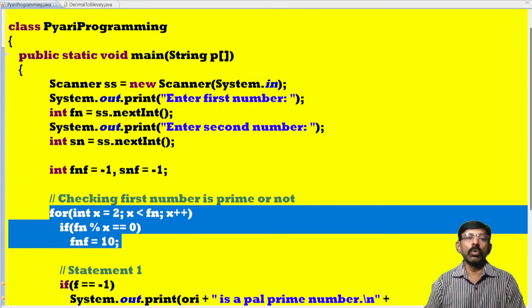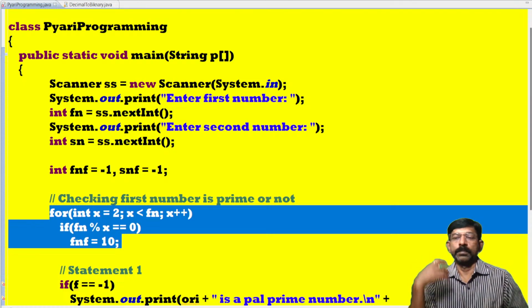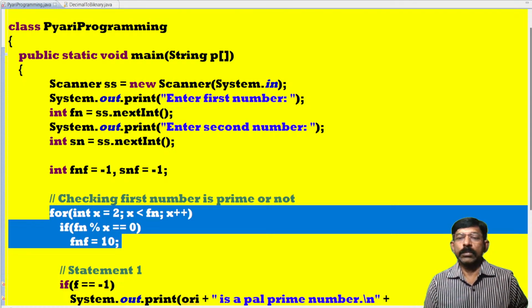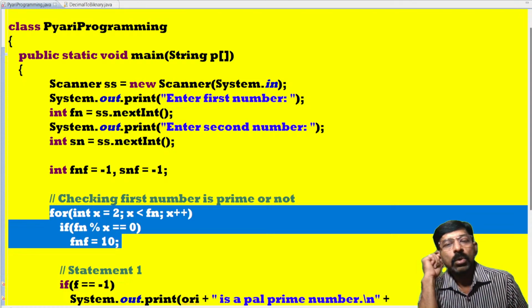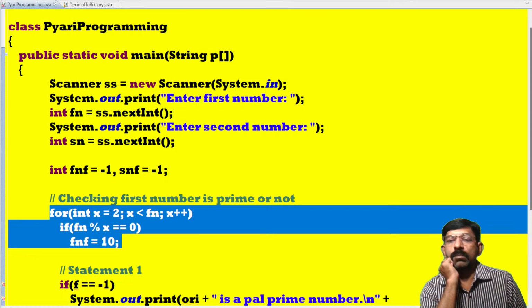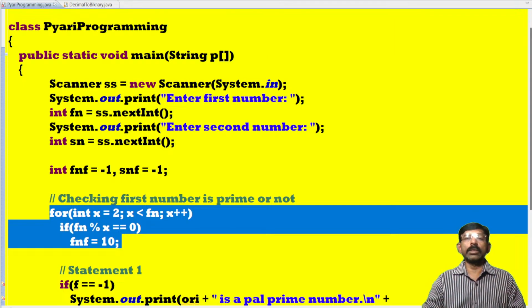10th class, don't do like this. You will do it using method. Because you are near about the board examination. So don't do like this. Do it using method. Okay, fine. First number is prime or not. I have checked like this.